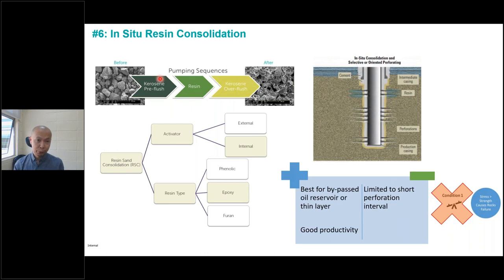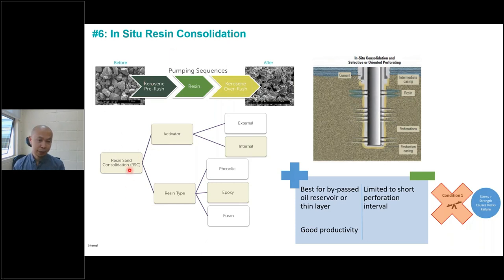Normally the pumping sequence is something like this. You pump the pre-flush before the main treatment, before the resin, basically just to condition the rock, okay, to get rid of all the water. Resin doesn't like to encounter water. After that, you pump the glue, the resin itself. Once you pump the glue, before the glue hardens, right, you pump the post-flush. It could be a mineral oil or diesel or anything. The post-flush, basically the diesel or mineral oil, is meant to clear the pore space. So in the ideal case, you only have glue around the sand grains, not in the pore space. Yeah, that's the ideal situation.